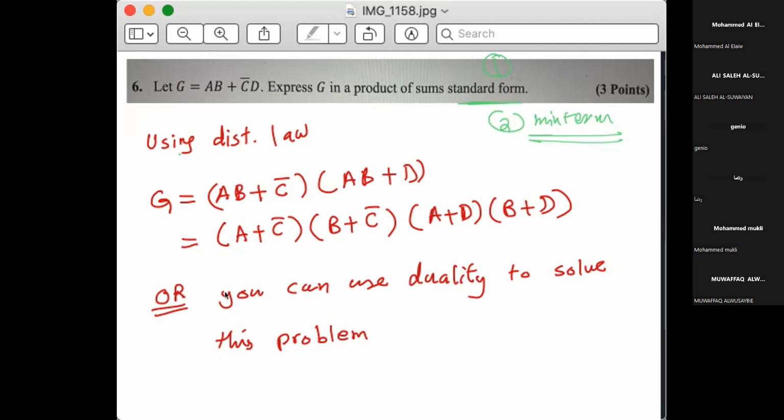Or you can use the duality to solve this problem. So yes, by all means you can take the dual and then convert it to sum of products and then take the dual back and then it will be in product of sums.